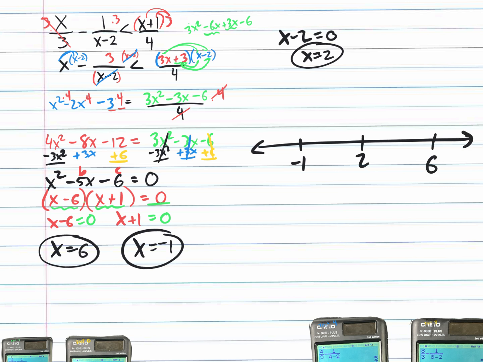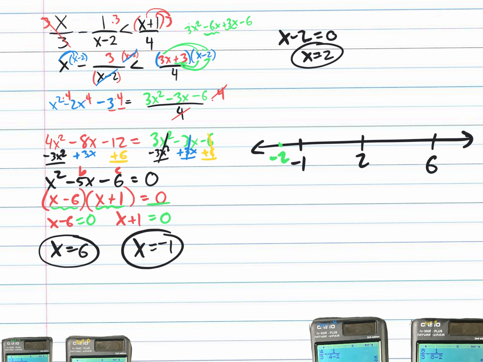So we need to test areas. Let's say you wanted to test the left side of negative 1. You might want to plug in, let's say, negative 2. What does that mean? You're going to plug in the negative 2 right there, it'll be a negative 2/3, plug in a negative 2 right there, and see if it really is this side being less than this side.